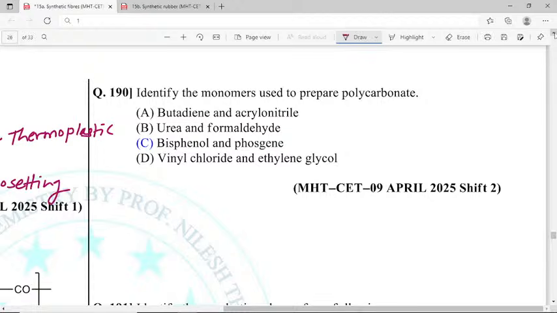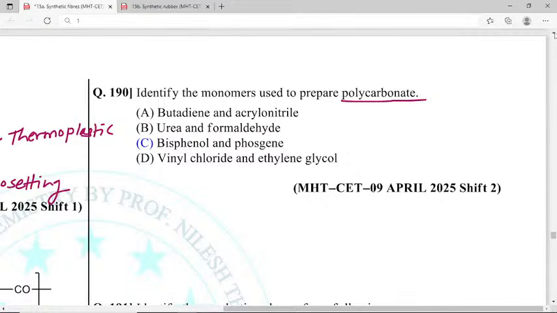Next question, identify the monomer used to prepare polycarbonate. So polycarbonate is obtained from bisphenol and phosgene.